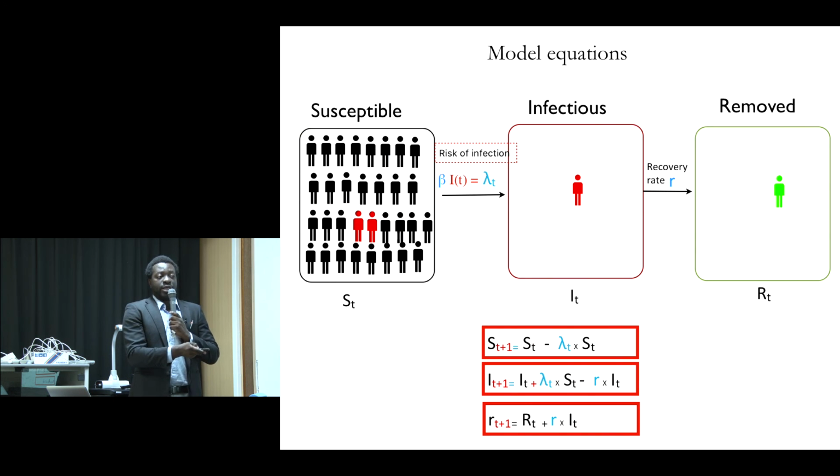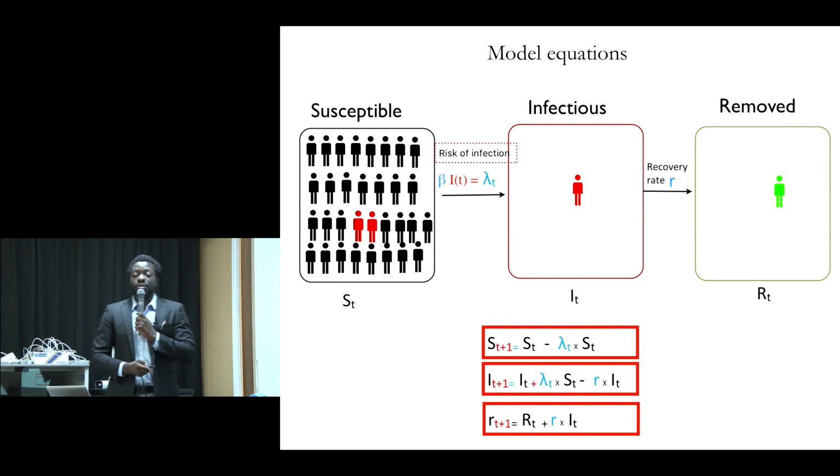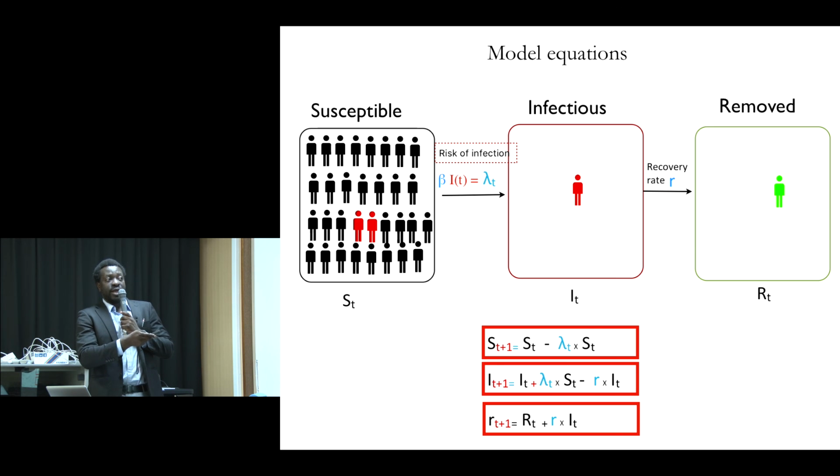So with the three equations here, we can predict the movement of individuals from one box to another box over time, at time t plus 1, t plus 2, t plus 3. So we can just use these equations here.